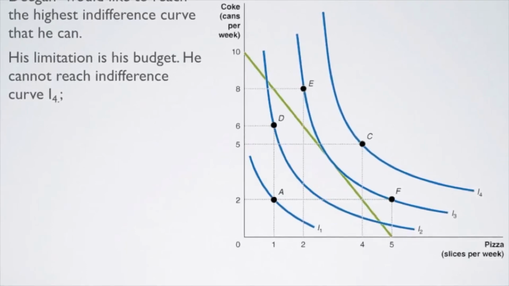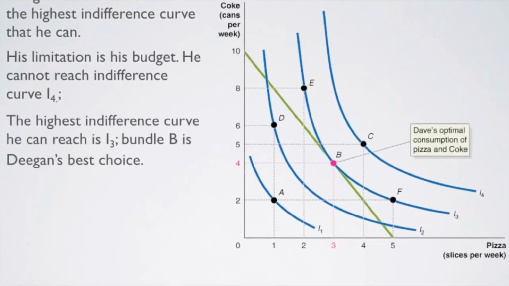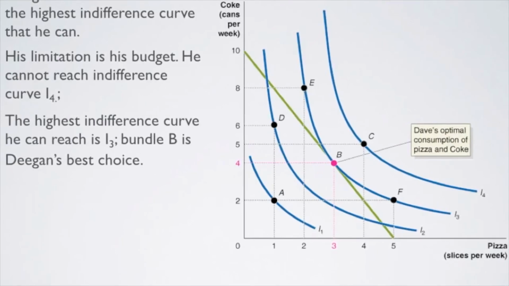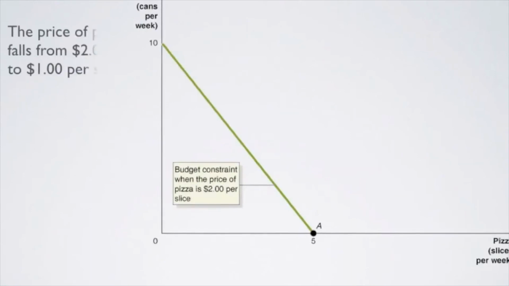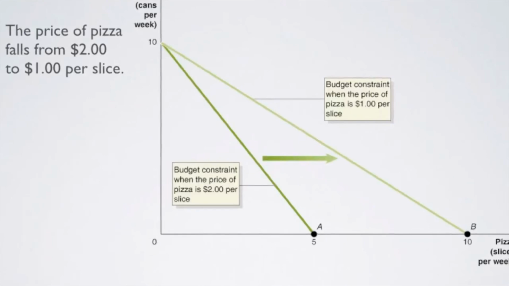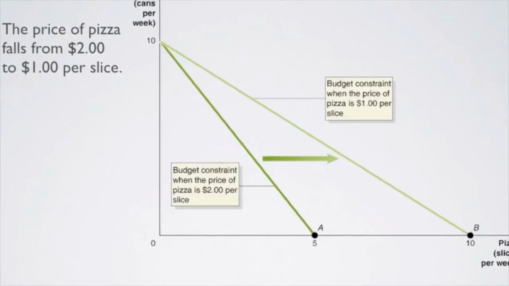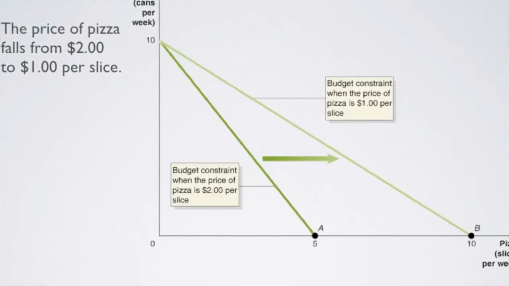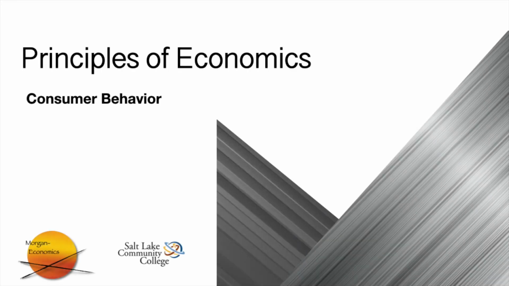When the price of pizza falls from $2 per slice to $1, Deegan can now buy 10 slices of pizza per week rather than 5 in his constrained budget. At the same time, he can still afford 10 cans of Coke per week. The budget constraint rotates out along the pizza's axis to reflect this increase in his purchasing power. The slope of the budget constraint is the rate of exchange between two goods. A decrease in the price of an item causes the budget line to rotate outwards. This generates a new consumer optimum at which the individual chooses to consume more of the items.